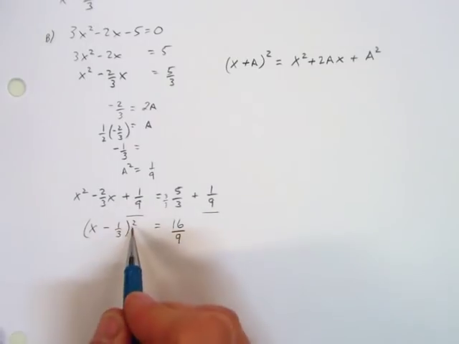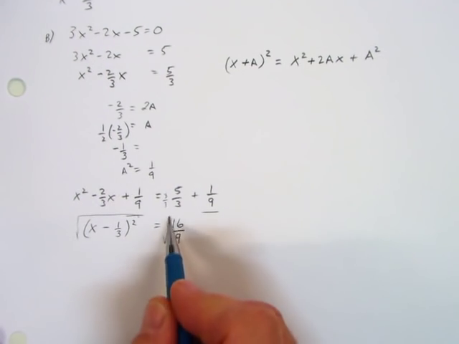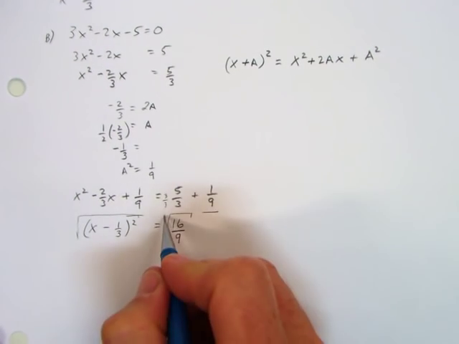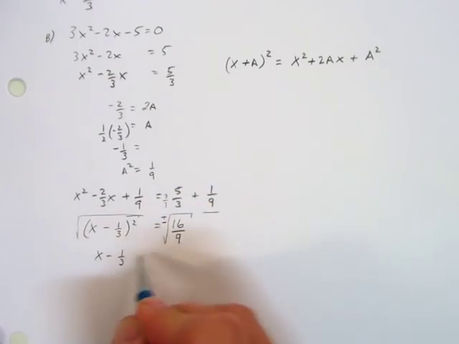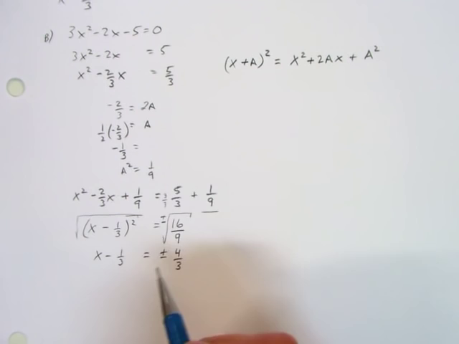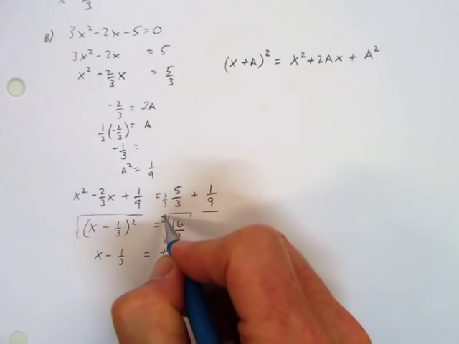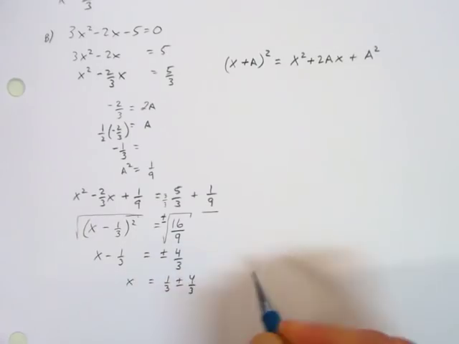Now how do we solve this? We have a squared here. We're going to take the square root of both sides. And we can put our plus or minus down. So we have x minus 1/3 equals plus or minus 4 over 3. We have to make sure we always remember when we are taking the square root, we're going to put that plus or minus down. So we get x equals 1/3 plus or minus 4/3.